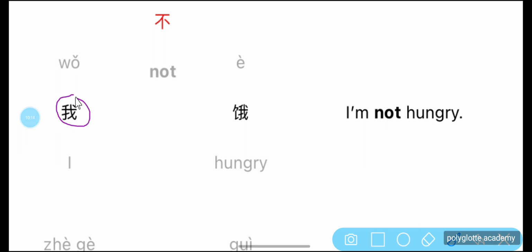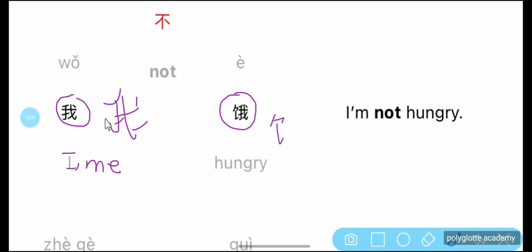We see 我, which means I, a Chinese character. You can say I or me. 我. So we have seen this character. We can just demonstrate. 我不. This pronunciation is a bit tricky. If you want to say I'm hungry in Chinese, you say 我饿了. If you want to say I'm not hungry in Chinese, 我不饿. So this is what we have here. 我不饿, which means I'm not hungry.